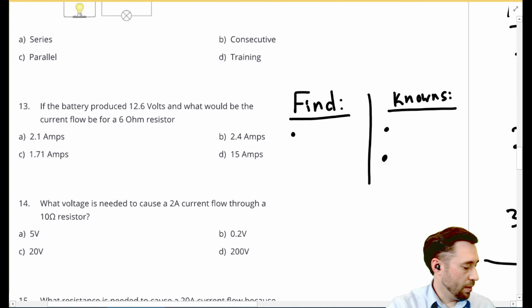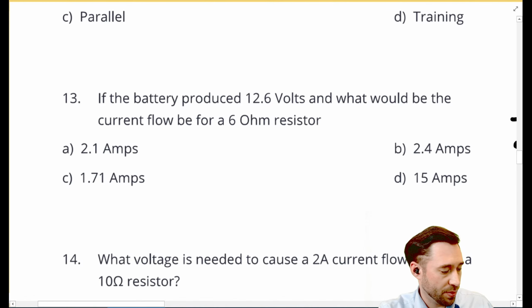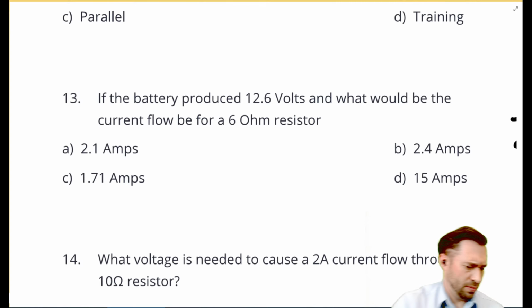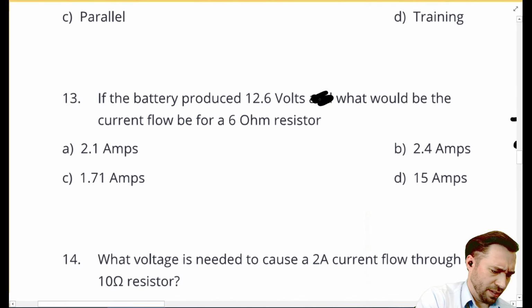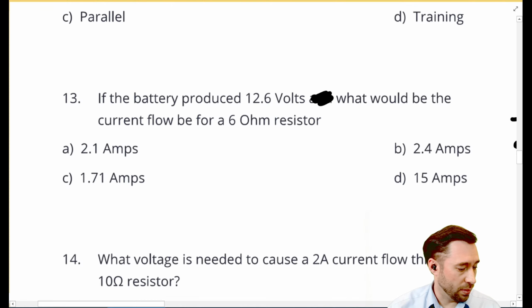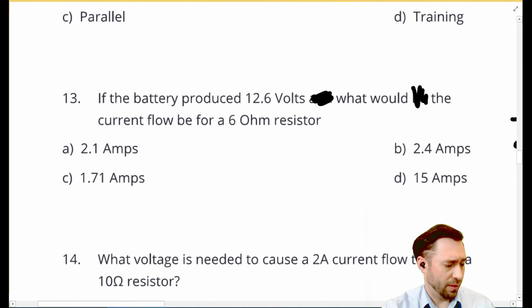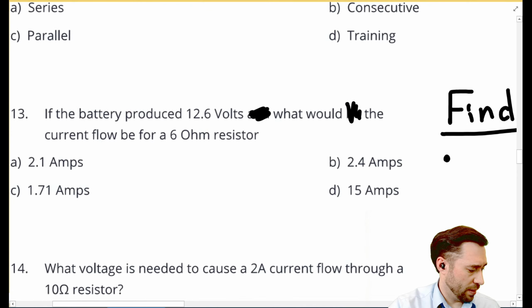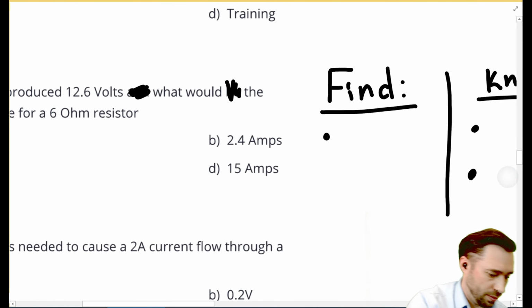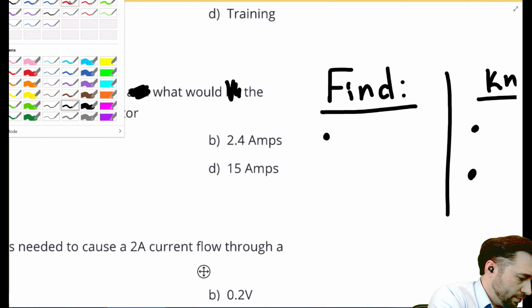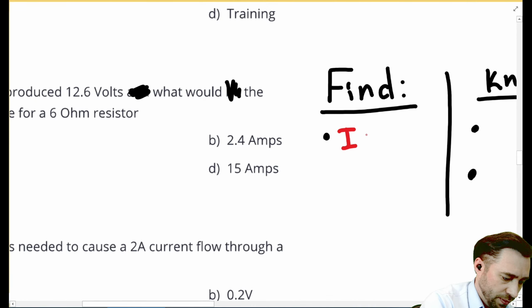Okay. So in this problem, if a battery produced 12.6 volts, what would the current flow be for a 6 ohm resistor? Okay, so we're asked to find the current. So we need to find I for current. And that's going to be in units of amps.